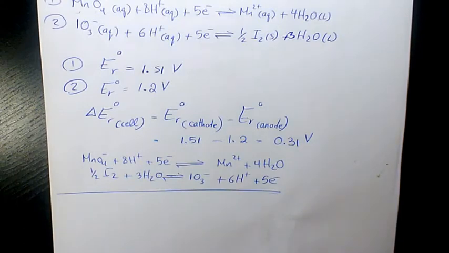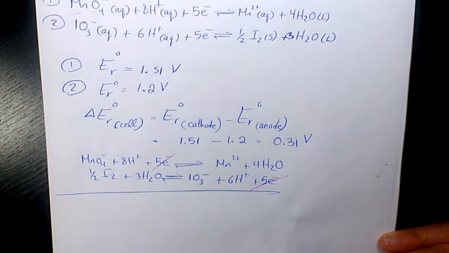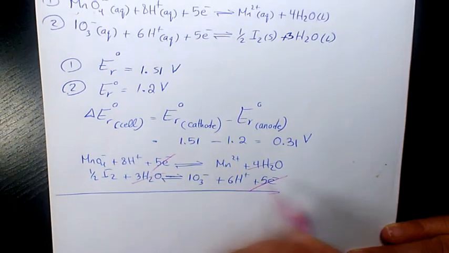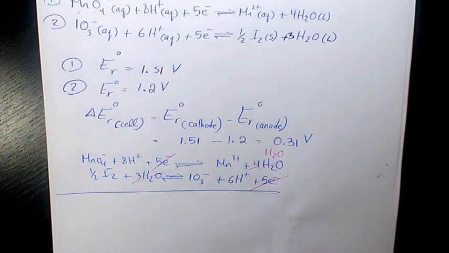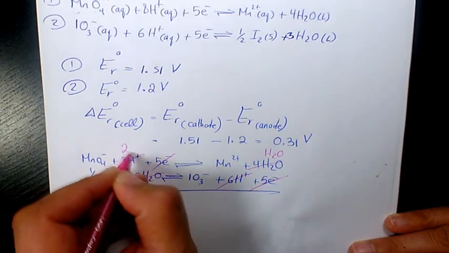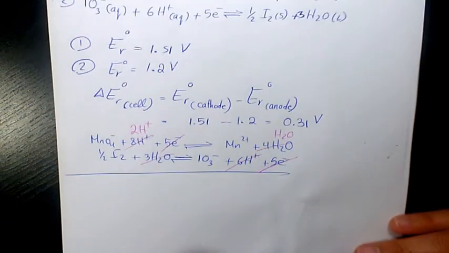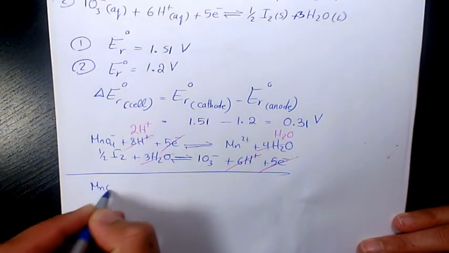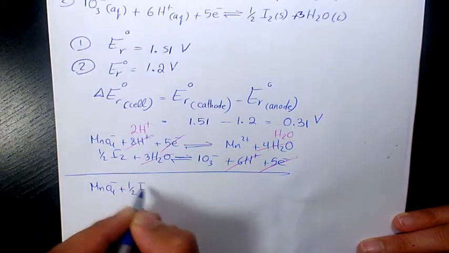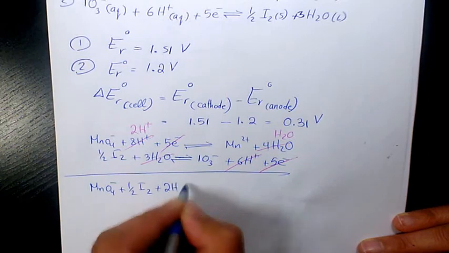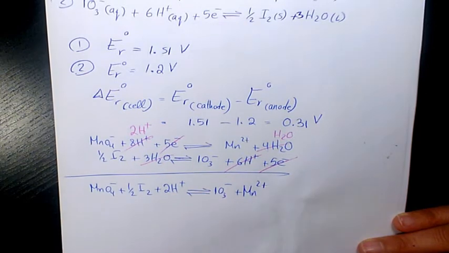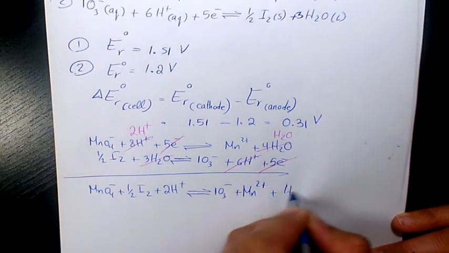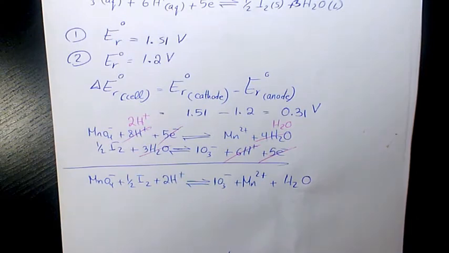Now if you add these two reactions, the electrons cancel out. Water and water cancel out, and we have only one of them, because here we have 4, this one is 3, and then we have 6 hydrogen, 8 hydrogen, so it's going to be 2 hydrogen on this side. So when we add them, it's going to be MnO4- plus 1/2 I2 plus 2 H+ gives IO3- plus Mn2+ plus H2O. So that's the net ionic equation for these two half reactions.